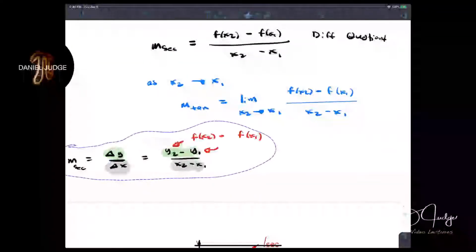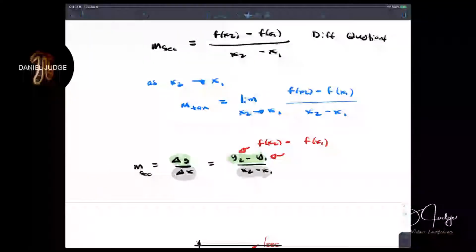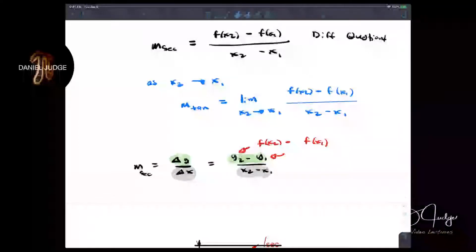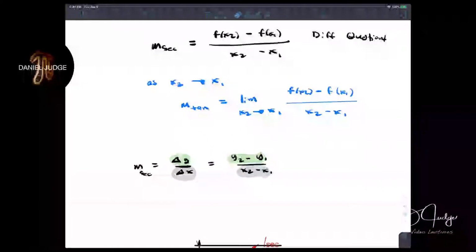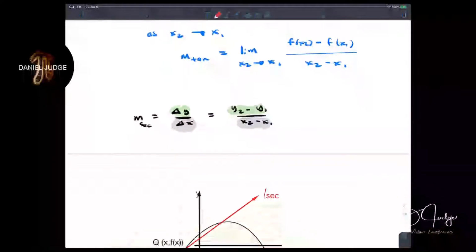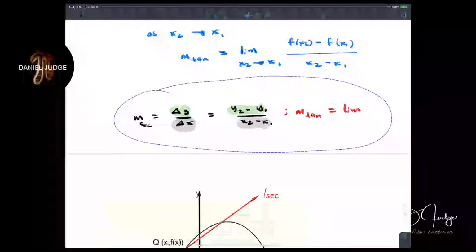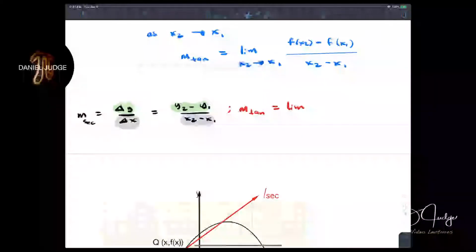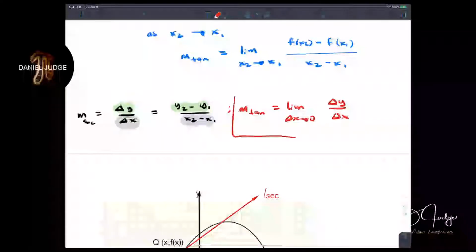Let's paste. You say, okay, here's the various ways we could look at this. We know then m tangent can also be described as the limit of that delta x going to 0 of this difference quotient here. Okay, so this is a rate of change here.